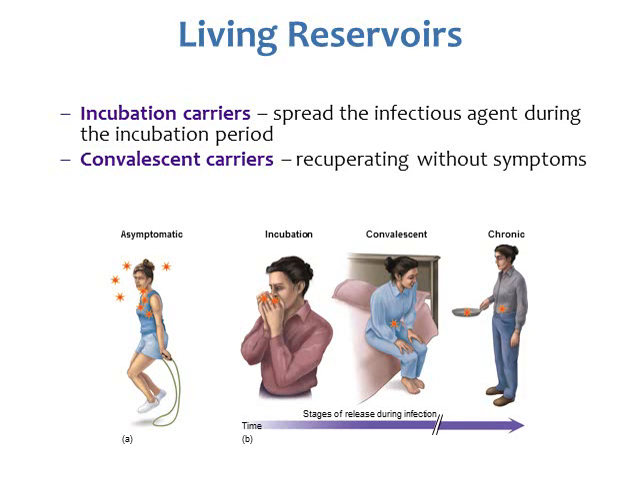You can also have incubation carriers. This is where the person can spread the agent during the incubation period. So before they actually have any signs or symptoms, they can still get other people sick. Convalescent carriers: this is when a person is starting to recover, but they can still pass on that infectious agent to other people.